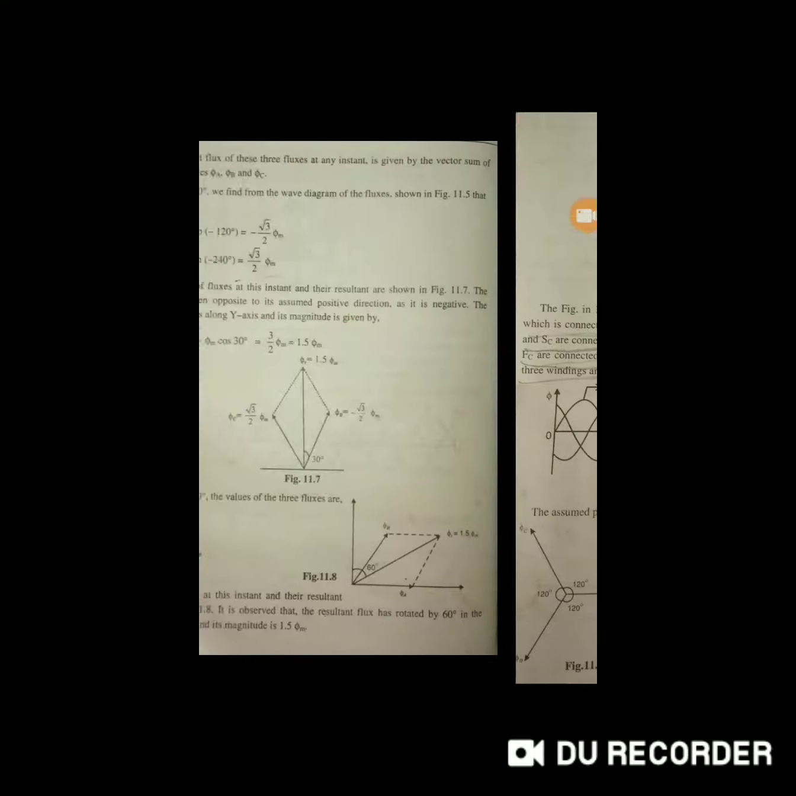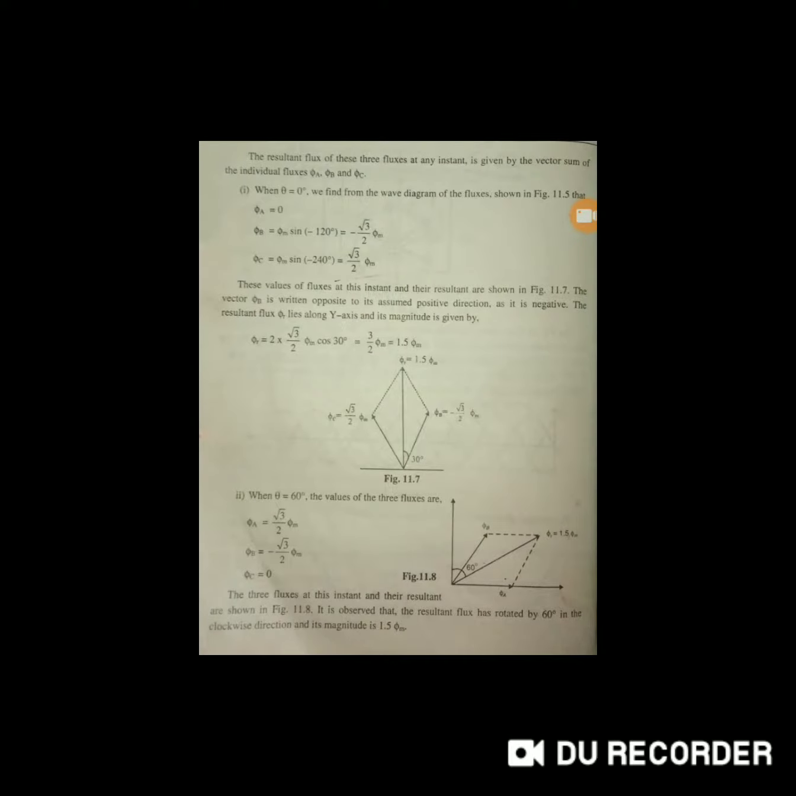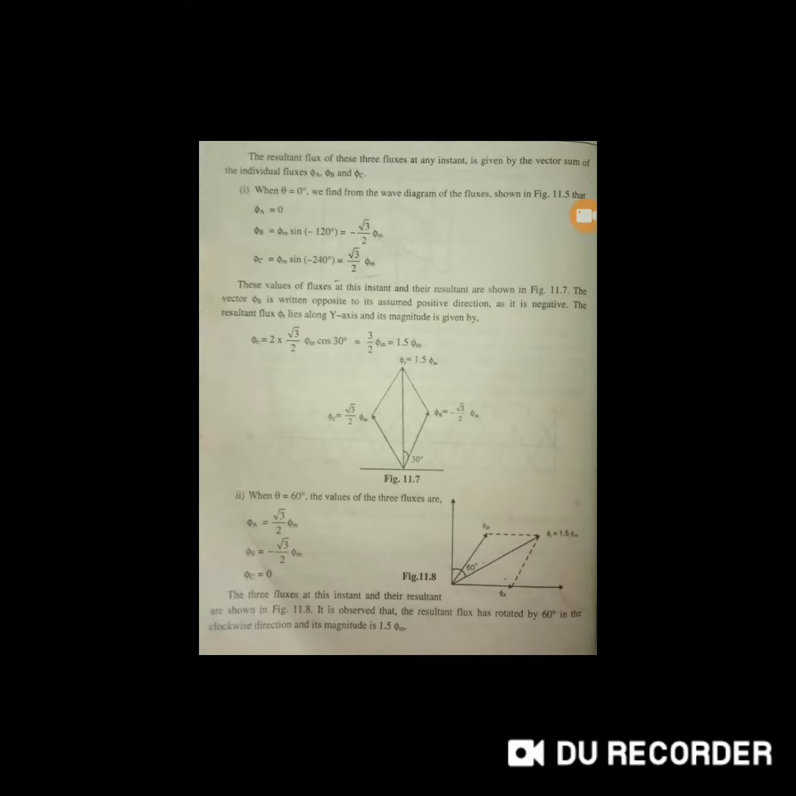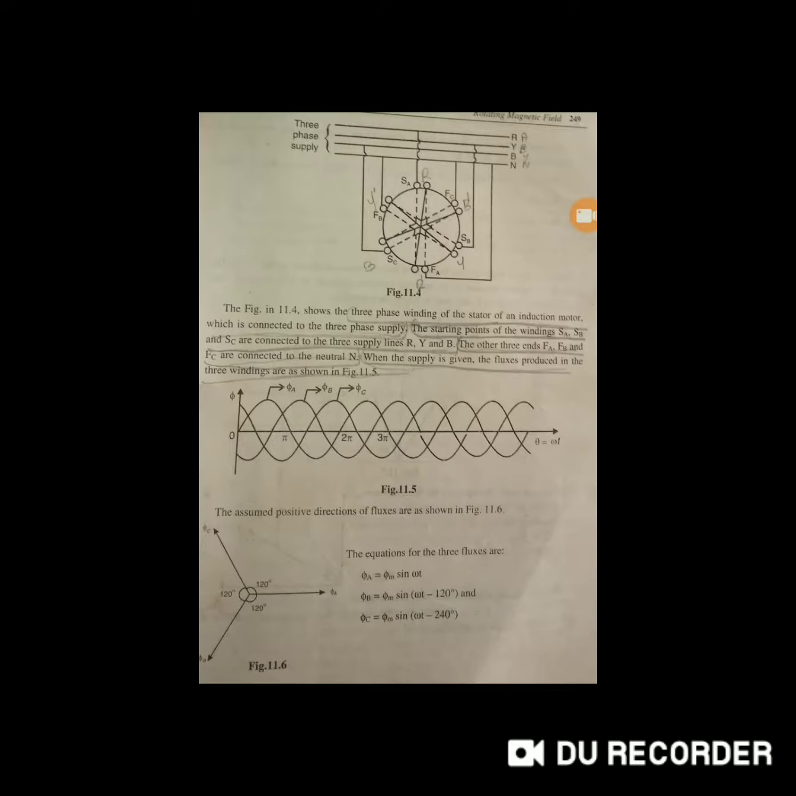First we'll see with respect to theta equal to 0. Here omega t is nothing but your theta. Whatever angle is given, you can substitute that for omega t. So when you put theta equal to 0 in the first equation, sine of 0 gives phi A equal to 0. In phi B, sine of omega t minus 120, instead of omega t you put 0.